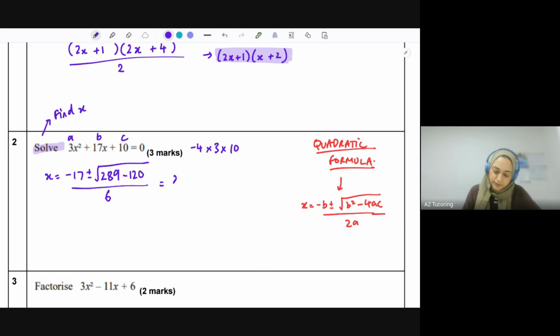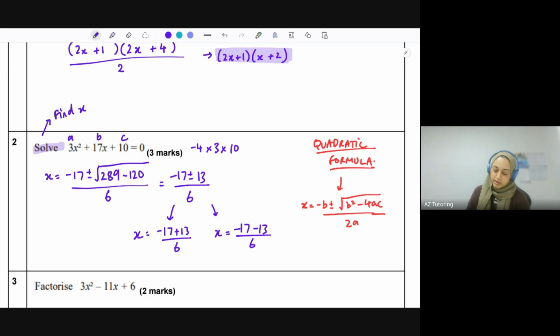Let's further simplify. Minus 17 plus or minus 289 minus 120 gives me 169, and the square root of 169 is 13, divided by 6. So my two answers are going to be either x equals minus 17 add 13. Notice how there's two signs here. We've got add and minus. Minus 17 add 13 divided by 6, or I've got minus 17 minus 13 divided by 6.